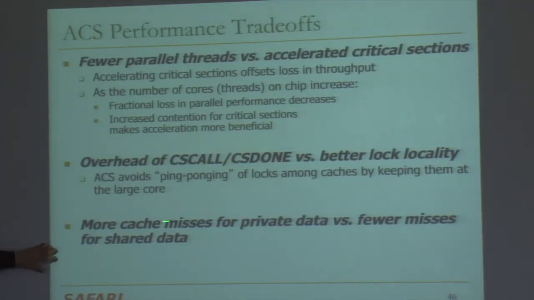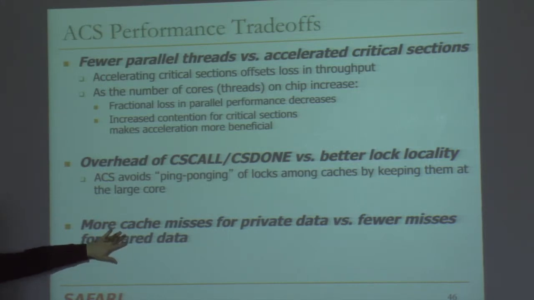And let's take a look at this last one. You get more cache misses for private data, because private data now needs to be transferred to the large core. And also, the result needs to be transferred to the small core, right? But you get fewer misses for shared data, because shared data stays in the large core's cache. Let's take a look at why this is the case. Well, not why this is the case, but why shared data may be larger than private data.